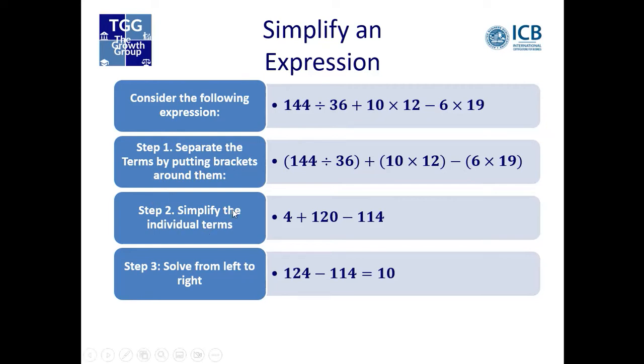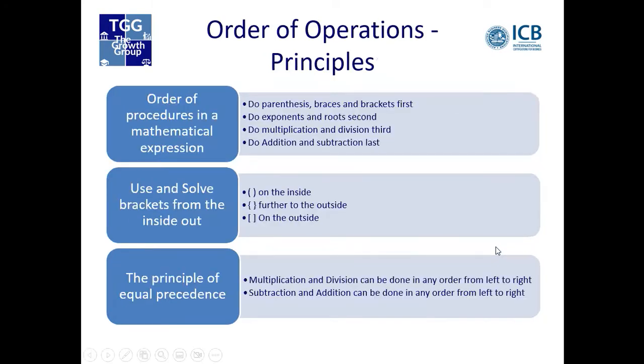Now in step 2 we simplify the individual terms. 144 divided by 36 is 4. 10 multiplied by 12 is 120, and 6 times 19 is 114, and we keep the plus and minus operating symbols in their place. Then we simply solve from left to right. 4 plus 120 is 124, minus 114 is 10. And that is how we simplify an expression.